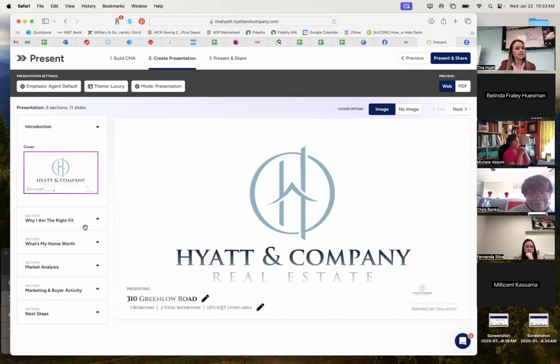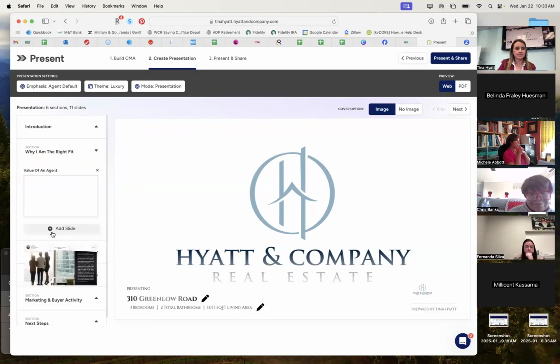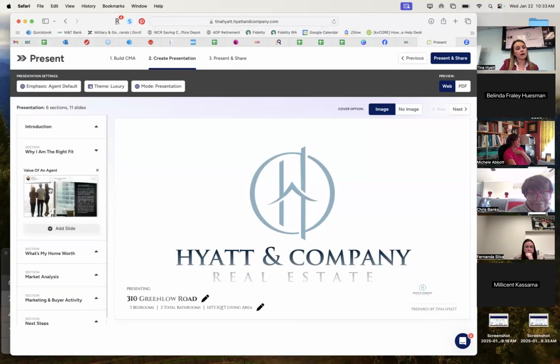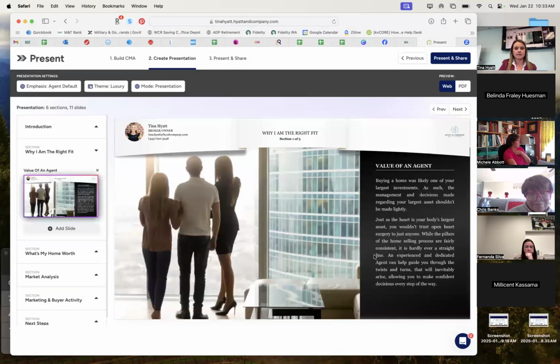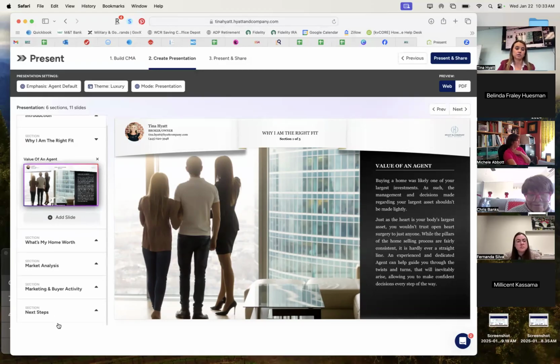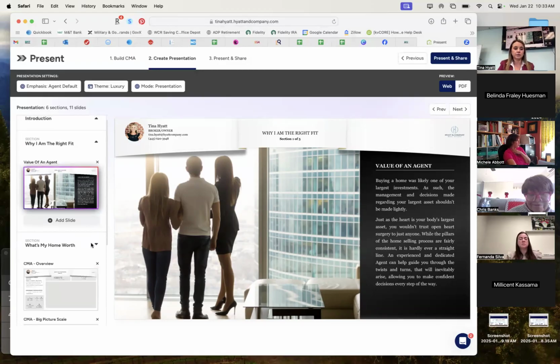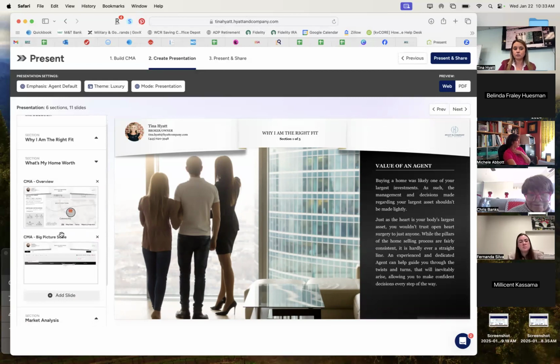So then on the left-hand side, you can flip through these slides. So why am I the right fit? So this slide is the value of an agent. So it talks about why working with an agent is a good idea. You can decide which of these slides you want in your report. So you literally can customize and build out your entire report.